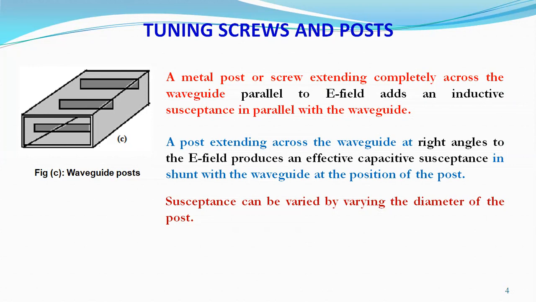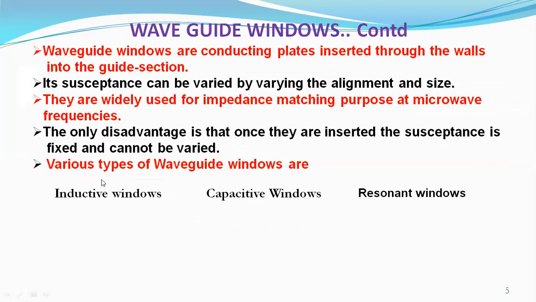The plate is parallel to the electric field line to add the inductive susceptance. Okay. Then coming to the waveguide windows. In waveguide windows, we are inserting the plates into the walls of the waveguide. I already showed this in the last class also. We have different types here: inductive windows, capacitive windows, and resonant windows.